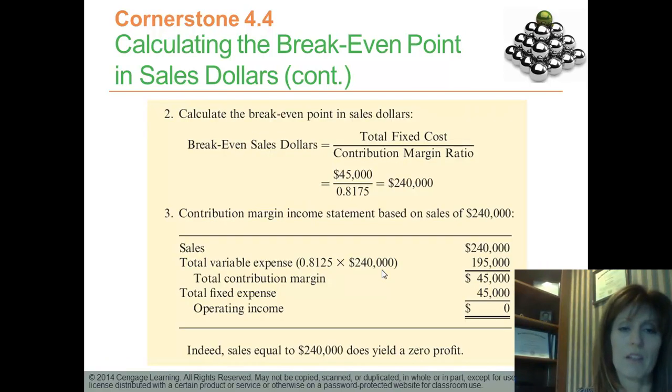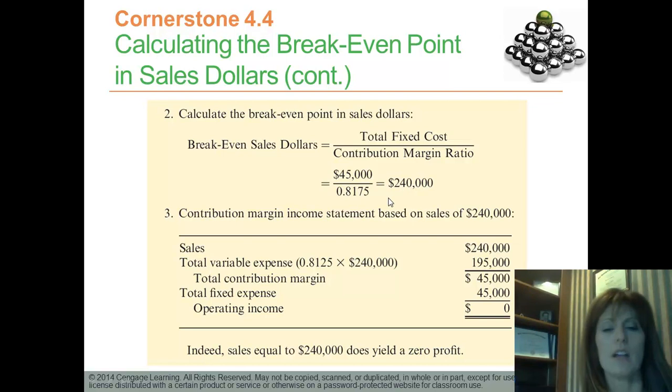That's fine. Okay, so to calculate the break-even sales dollars, I take those same fixed costs of $45,000 and divide by that contribution margin ratio. And remember, this is wrong. It was 0.1875. This is just a typo on the slide. Sorry, it wasn't 81.75. This should be 0.1875 from the earlier slide. But the answer is $240,000.